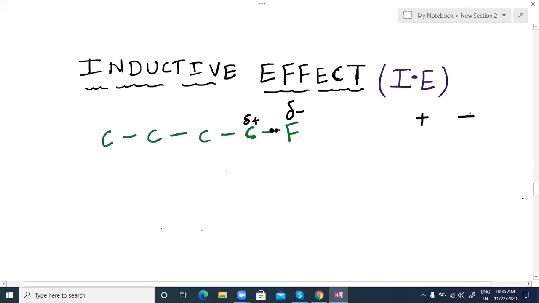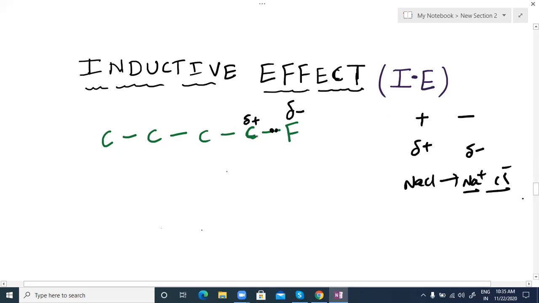Complete positive and complete negative mean 100% ionic character, whereas delta positive and delta negative mean partially negative and partially positive characters, because this is a covalent compound. For example, NaCl is Na plus and Cl minus, a permanent ionic character and perfect, but this does not work 100%.